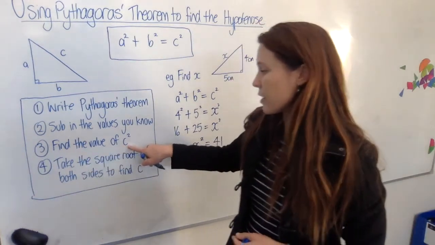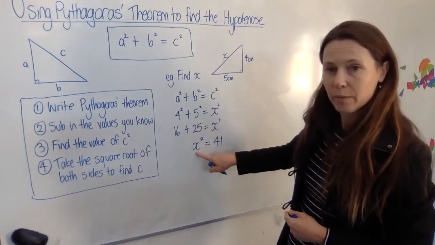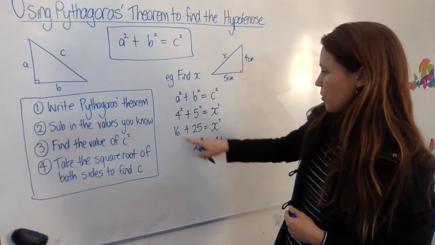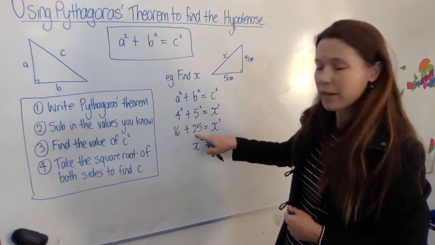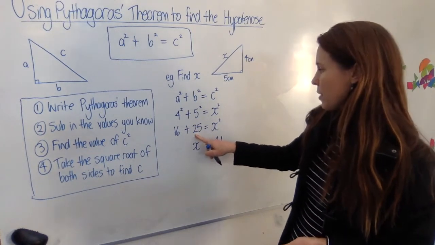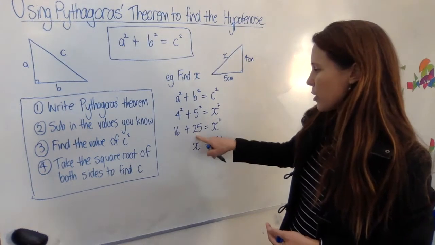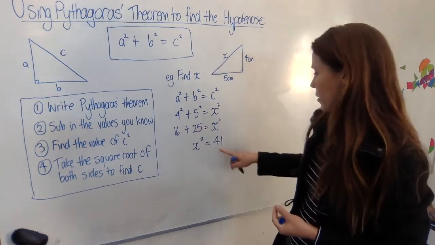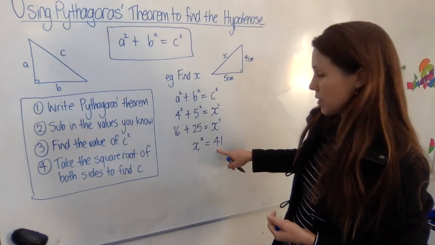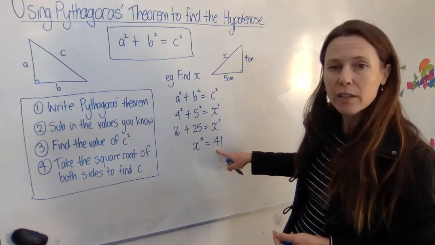Alright, so sub in the values you know, we did that. Find the value of c squared. Well, we've actually come down and we've done that. How did we do it? Well, we just put in the values by squaring each of these numbers. That means multiplying them by themselves. And then we worked out what they added up to, and we wrote it down. So we've got c squared, but we don't yet know what c is.